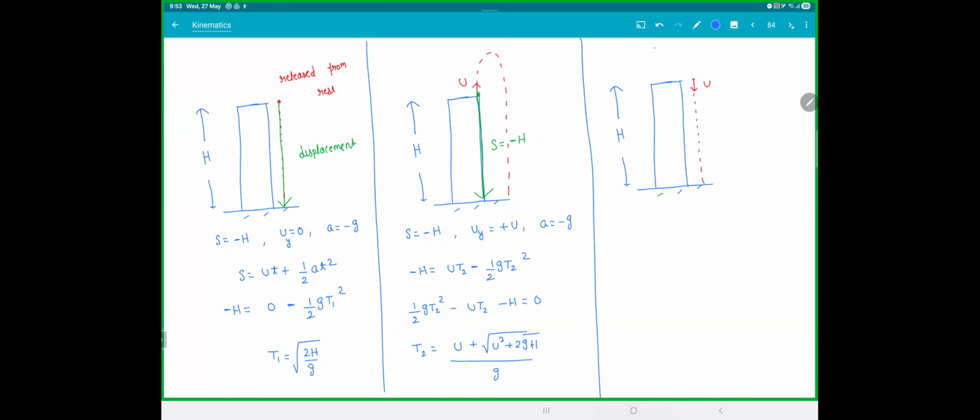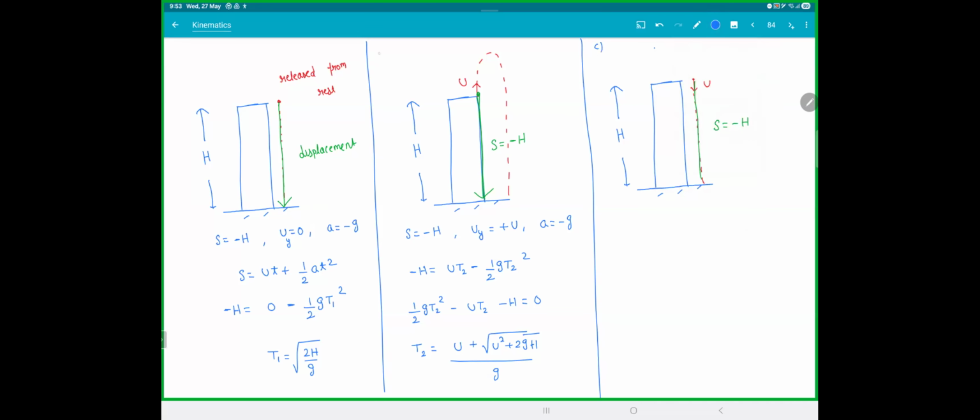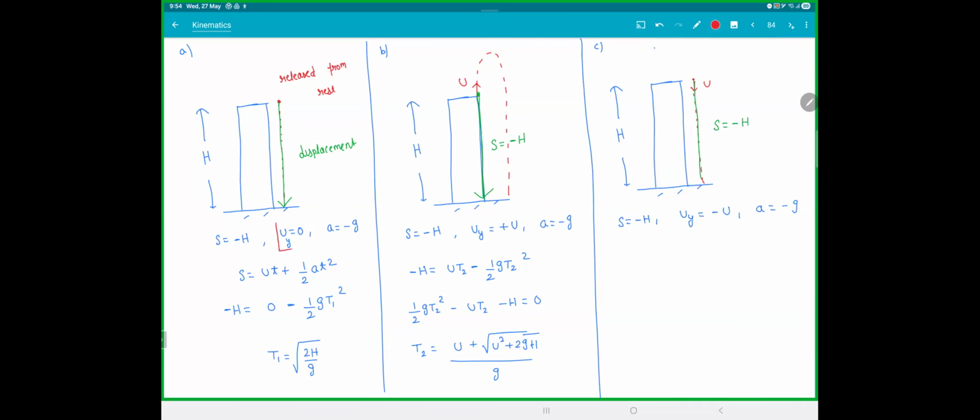Look at the third one. You are throwing down. What is the displacement? Displacement is still minus h. This is the thing most people get confused about, so be careful. It doesn't matter how you throw from a building, it only is initial, final. Displacement is always minus h. What is the velocity though? Minus u. What is the acceleration? Minus g. So if you notice carefully, the only thing which is changing is your velocity. This one term which I'm marking in red box, that is messing up the whole answer.